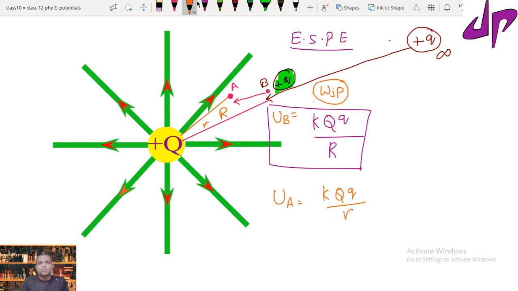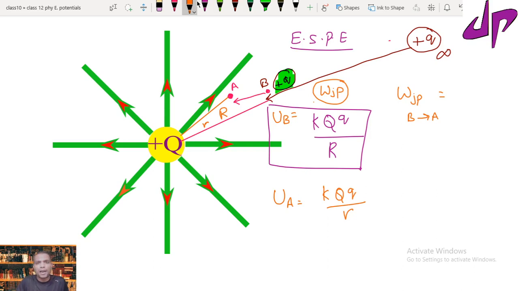Here I would like to write the potential energy difference. To move the charge from point B to point A, I did work. To do the work, I spend my energy. So how much energy do I spend? That energy will be stored in the form of potential energy difference.